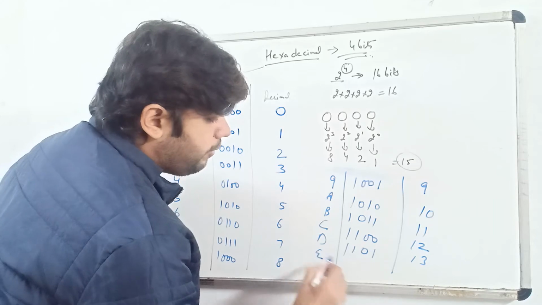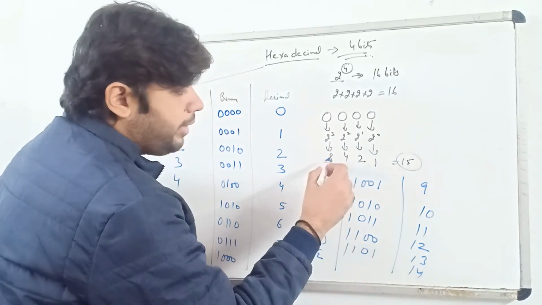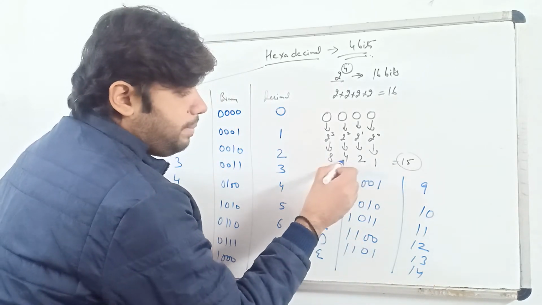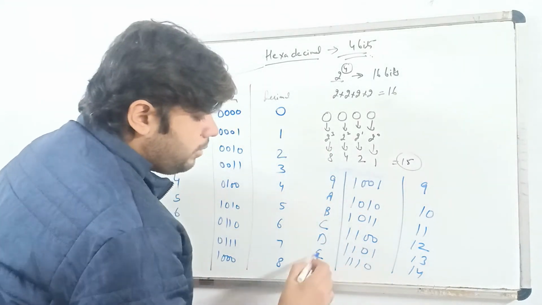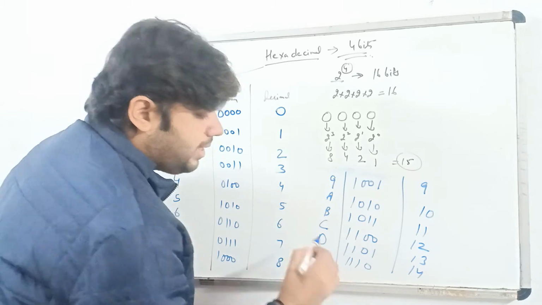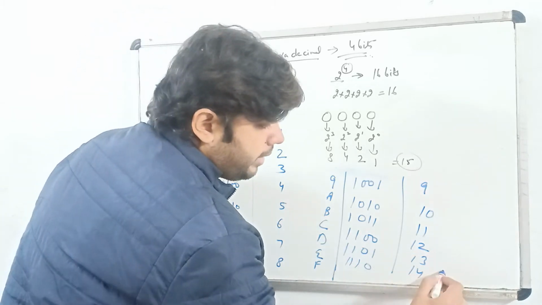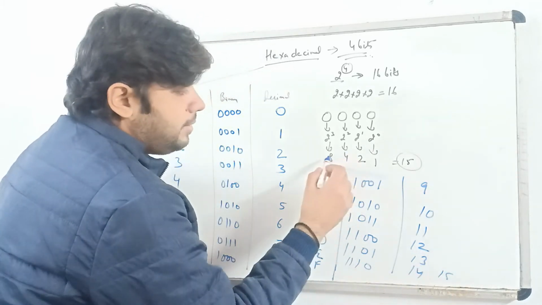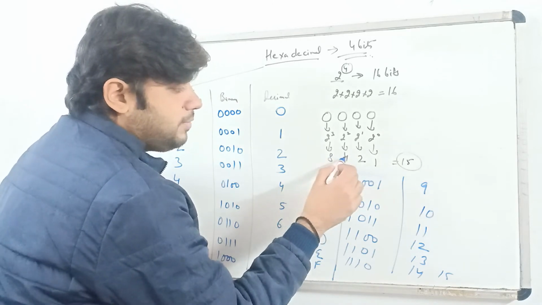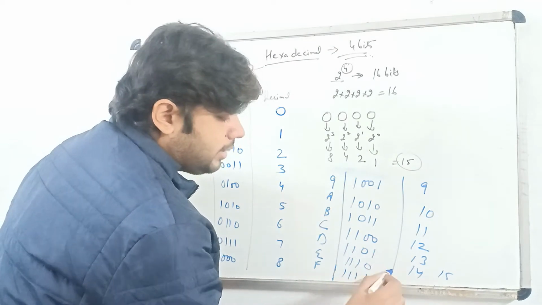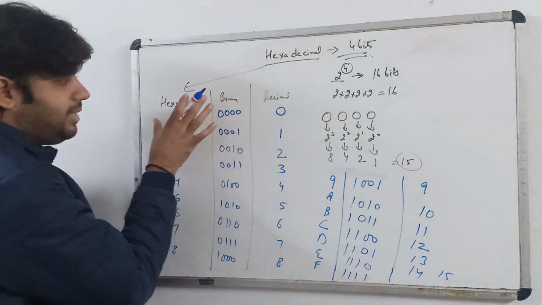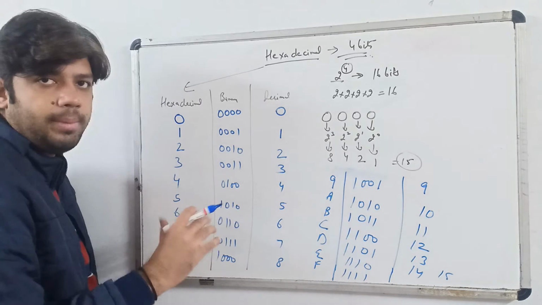Then E is 14. How can we write 14? 14 means 8 plus 4 is 12, plus 2 is 14. So 1 1 1 0. Now 15 we can write as F in hexadecimal. The answer for 15 is 8 plus 4 is 12, plus 2 is 14, and 1 is 15. So go for 1 1 1 1 like this. This is the hexadecimal values converted to all the binaries.